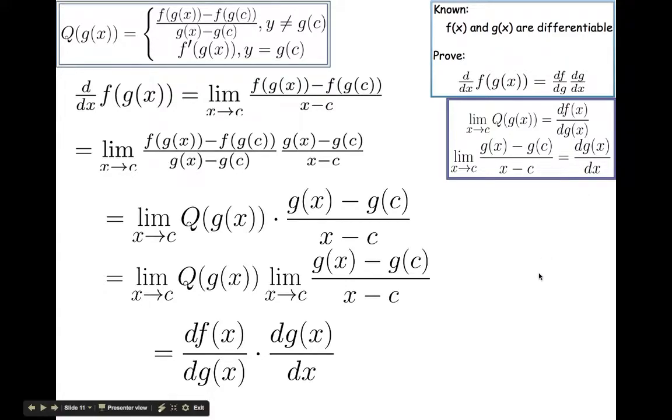And now, the magic final step, plug everything in, and we get that the derivative of f of g of x with respect to x is equal to the derivative of f of x with respect to g of x times the derivative of g of x with respect to x. That's all, folks.